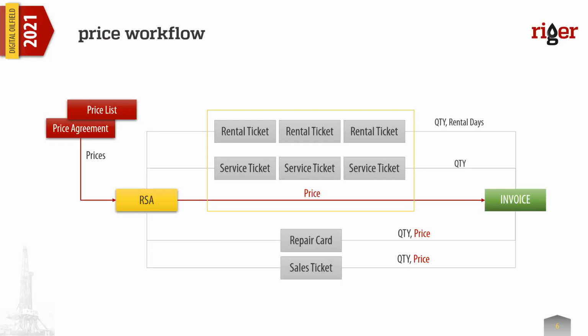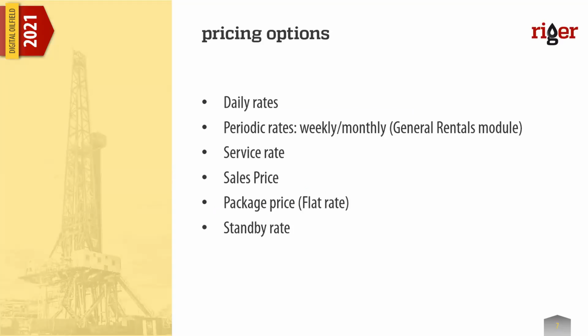And when we come to the third stage of the job, when we invoice the job, we generate an invoice itself, and the prices flow from the rental service agreement to the invoice automatically. So the invoice collects information about the quantity of services or rental equipment days, rental days, but prices are taken from the rental service agreement. That's why the rental service agreement is the cornerstone document of the job, because it has all the important information about the prices. Now let's see what kind of pricing options you may have in the RigER software, depending on the configuration of your software.